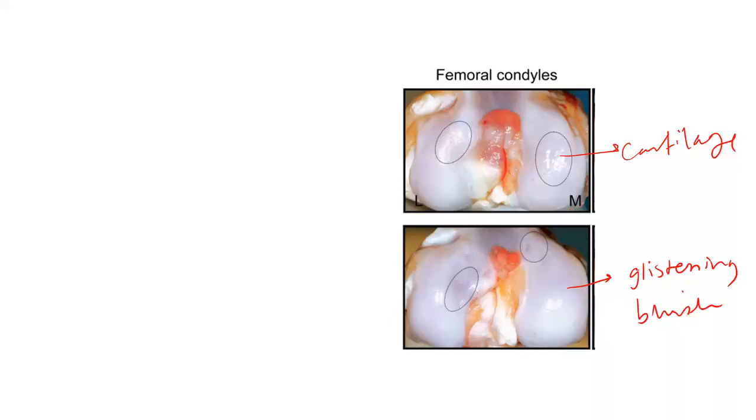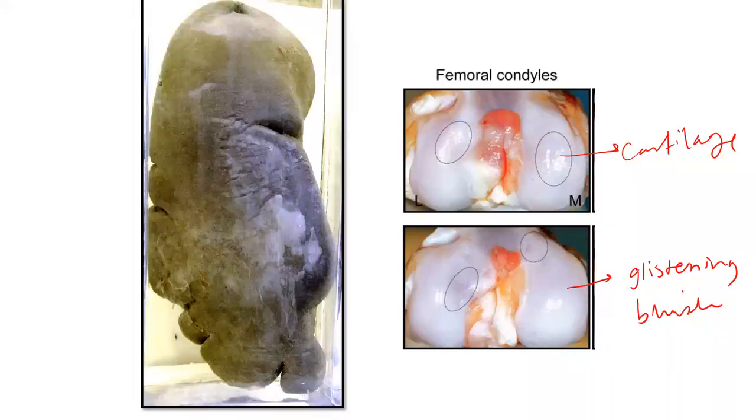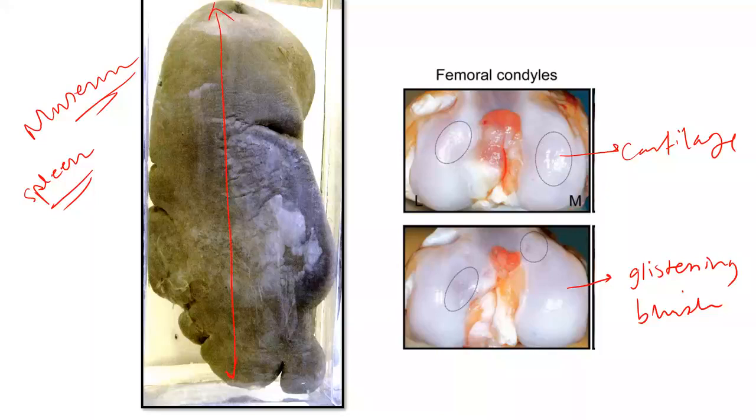Look at this. This is a picture of femoral condyles. And look at these femoral condyles. They are covered by cartilage. Okay, they have a cartilage here. Look at this cartilage. It is glistening, bluish cartilage.